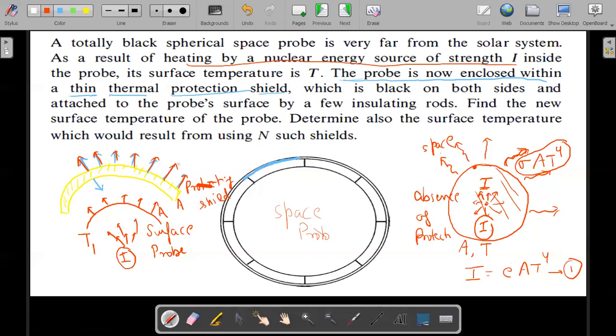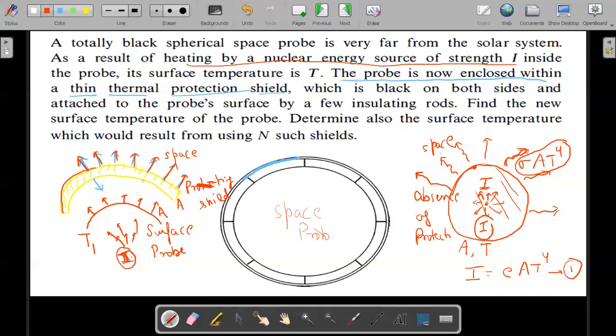What I mean, the energy which is going in the outer space has not changed. Still the same amount of energy is going in the outer space, as the source of energy generation is still producing energy at the same rate of capital I. The only difference is earlier the energy was going in the outer space from the outer surface of the spherical probe, and now the energy is going in the outer space from the outer surface of that protecting spherical shield.